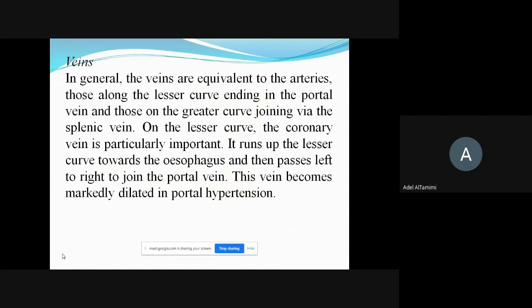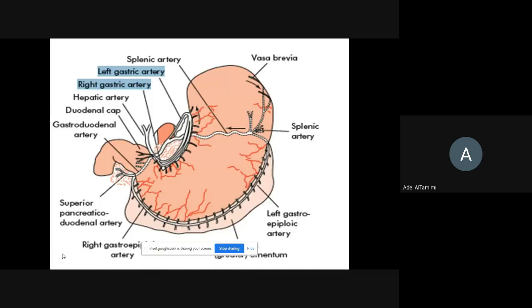In this previous slide, we will show the arterial supply of the stomach. The arterial supply of the stomach is mainly derived from the celiac trunk through the left gastric artery, right gastric artery, and the right and left gastroepiploic arteries, in addition to the short gastric arteries arising from the splenic artery. So the blood supply of the stomach is entirely derived from the celiac trunk through its branches.